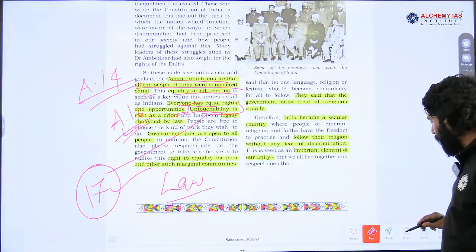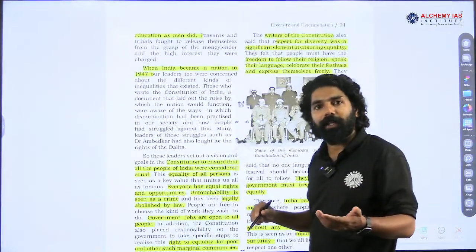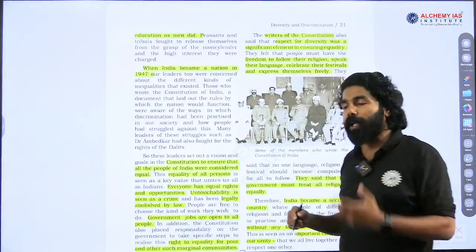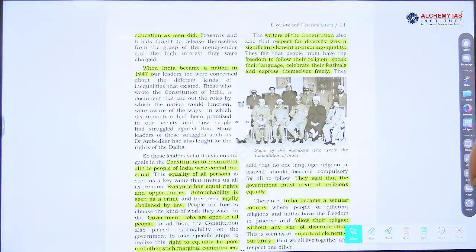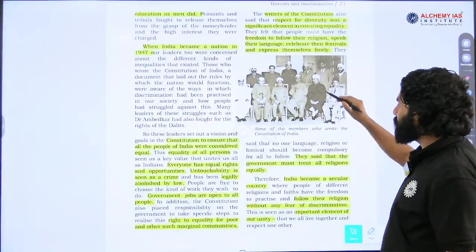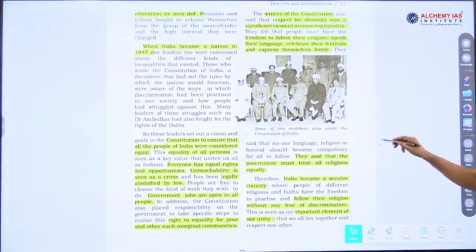This is an example that our constitution makers were very clear that we may face much discrimination in our society due to our differences, due to our diversity, but it must be addressed through the law that we make, the fundamental supremacy of the law, the constitution. This is a photo of some of the members who wrote our Constitution of India, the drafting committee members.